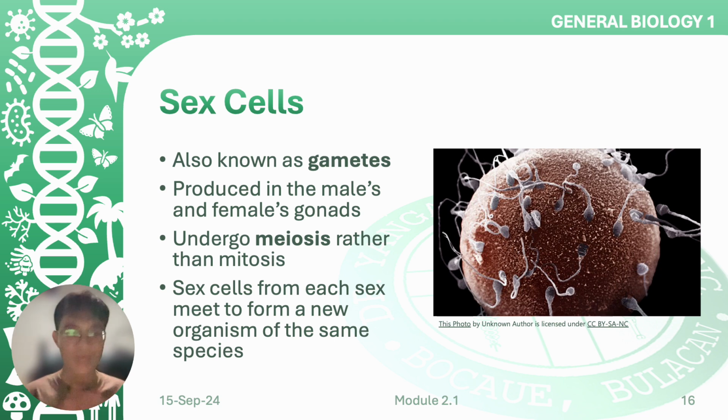So again, meiosis is the type of cell division that allows the reduction of chromosomes into half. But if it's mitosis, the resulting cells will have the same number of chromosomes as their parent. So I hope that's clear, but don't worry, we will discuss more meiosis and mitosis in our future lectures in the upcoming second quarter.